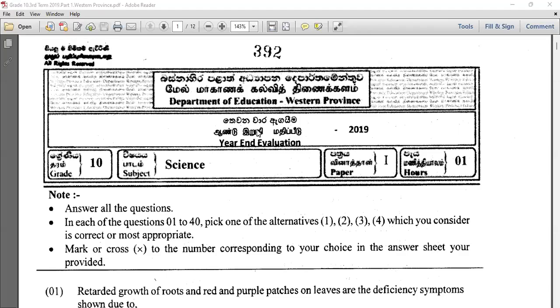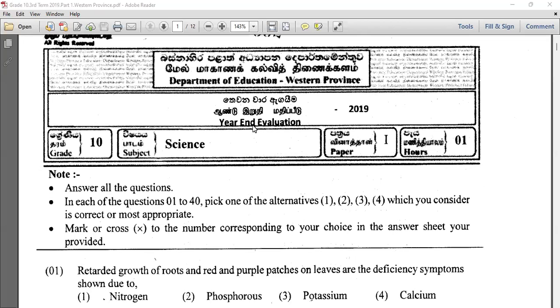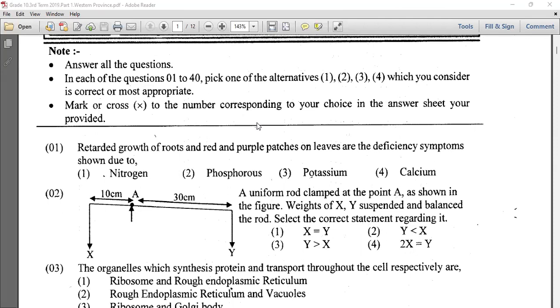Okay, 2019 paper, Western Planning, grade 10. First question says retarded growth of roots and red purple patches on leaves are the deficiency symptoms of phosphorus. Deficiency symptoms of phosphorus.